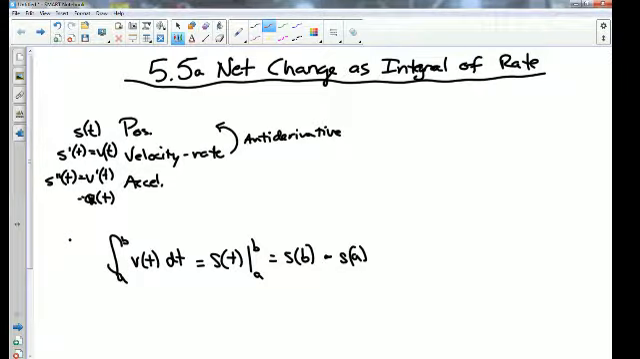Sometimes I put a and b here, and sometimes the problems will include times, time 1 and time 2. The velocity of the car from time 0 to time 5 was 50 miles an hour. How far did it travel? So you could put time 1 and time 2 as indicators here as well, just to be more contextual.